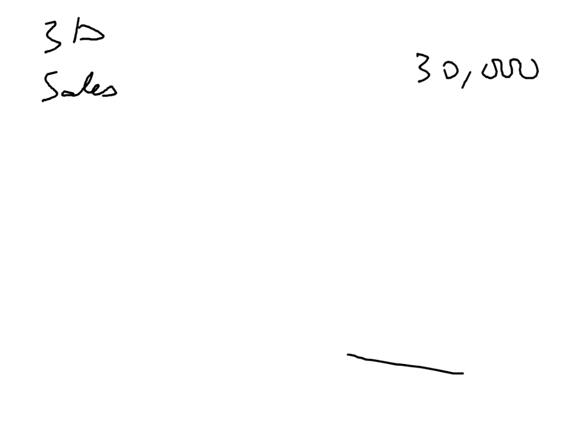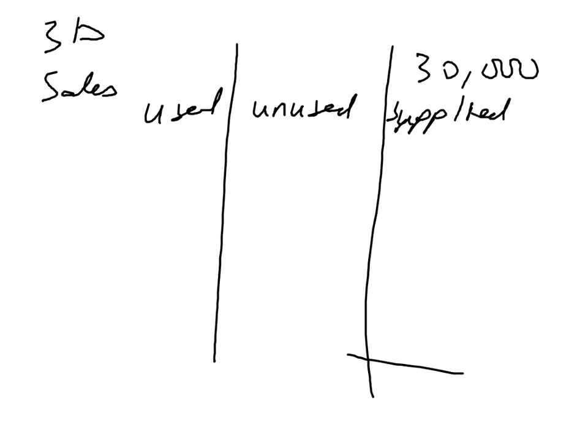Now for part 3B, we're doing the same thing, except we're doing an activity-based statement. So our sales is going to be the same. It's going to be 30,000. But now we're going to have the 3 columns that we looked at in the PowerPoint. We're going to have a resources used column. We're going to have unused, and we're going to have supplied. And those are going to be 3 different columns.